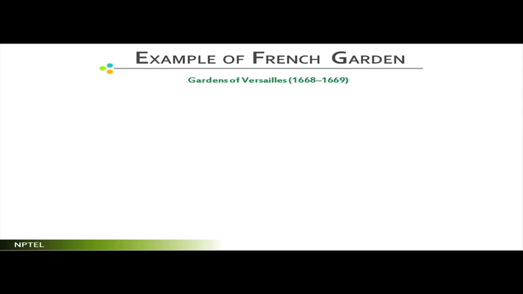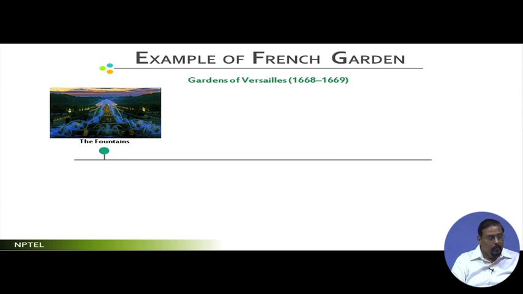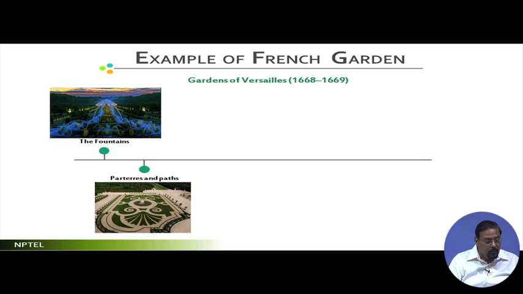Now comes the elements. These elements which we have seen in the Gardens of Versailles example that we will be highlighting. The fountains. Fountain has become a very strong element in the French landscape styles, very strong element. It was there in a low key, but here it earned a grand popularity and identity. Then portraits and paths.